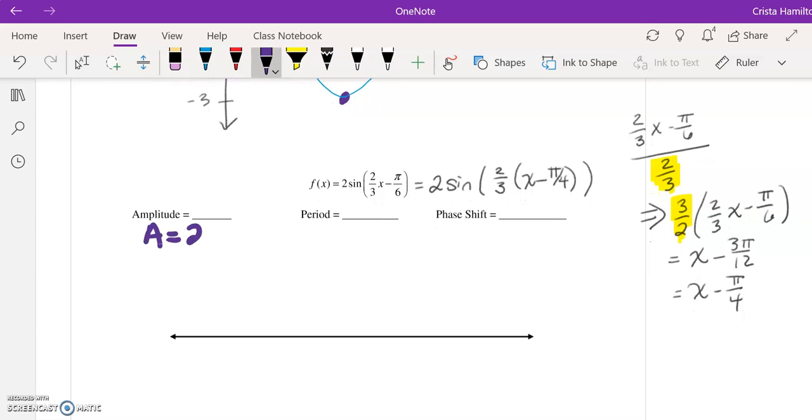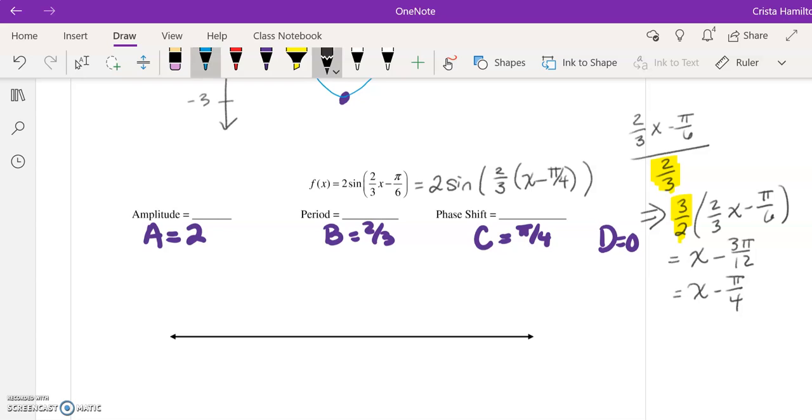Your A is 2. Your B is 2/3. Your C is pi over 4. And even though I don't have it listed here, our D in this case, I'll just put it right here, is equal to 0. So there's no midline shift as we do it.